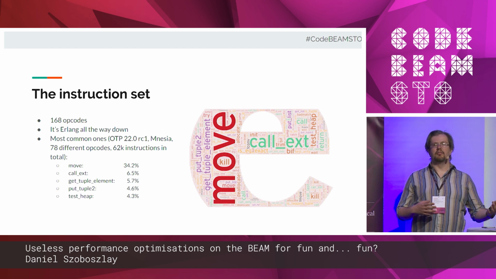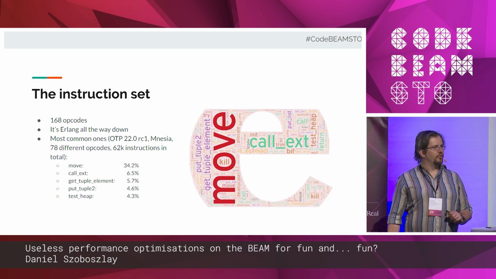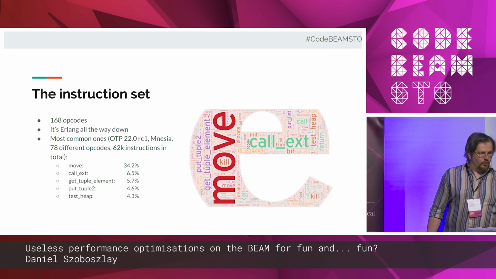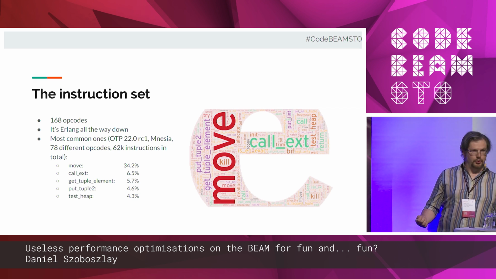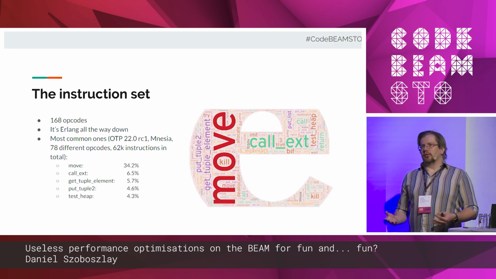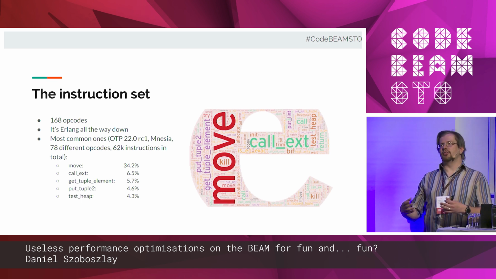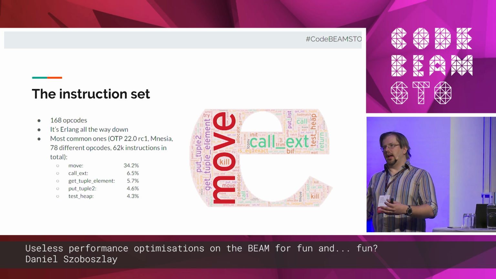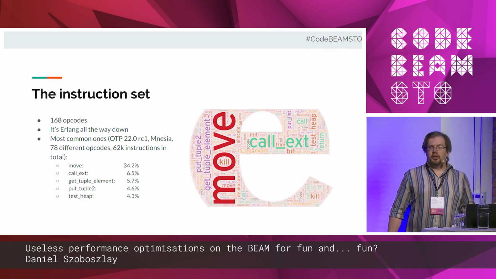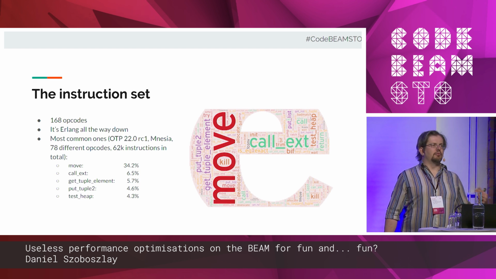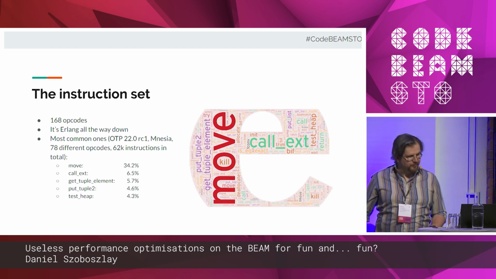Move is for moving values between the registers. 34% of all the opcodes are moves. The second most frequent one is call_ext, which is calling an external function. Then come get_tuple_element and put_tuple2, both of them opcodes for working with tuples. Then test_heap, which is to ensure you have enough heap memory available for the next term you want to put there. And there were 9 more opcodes that had more than 1% share, and then came the long tail of the remaining 70, I don't know how many.